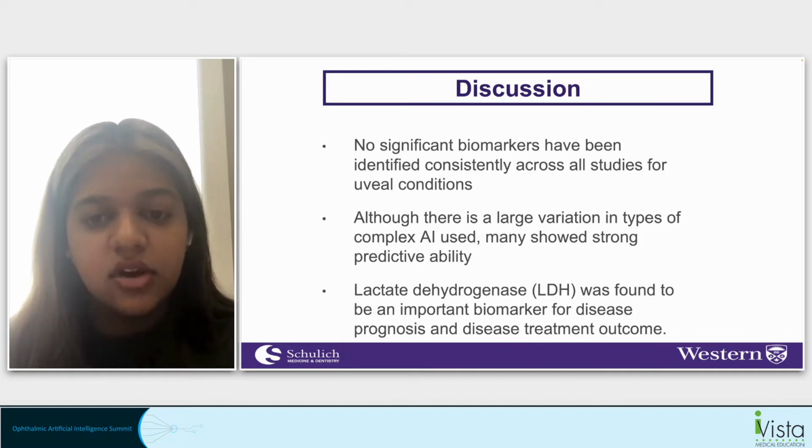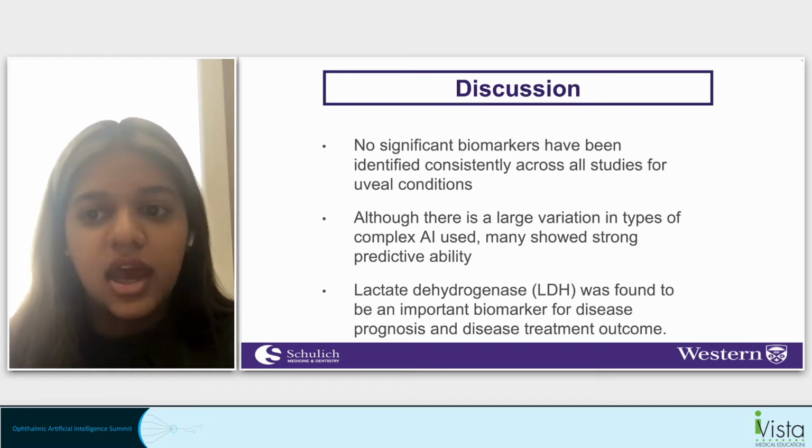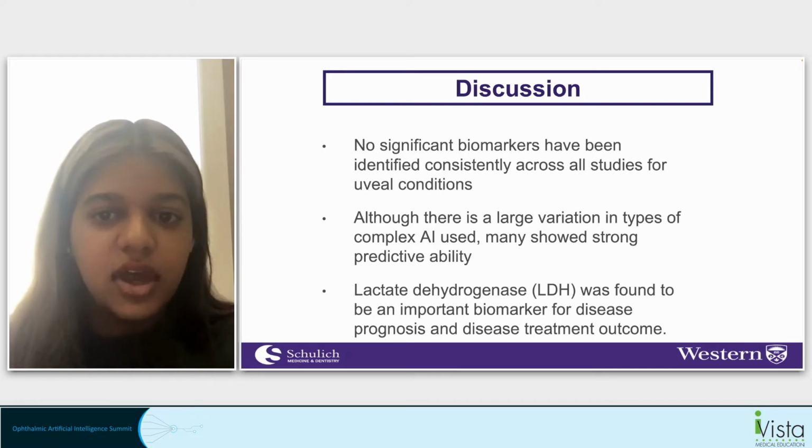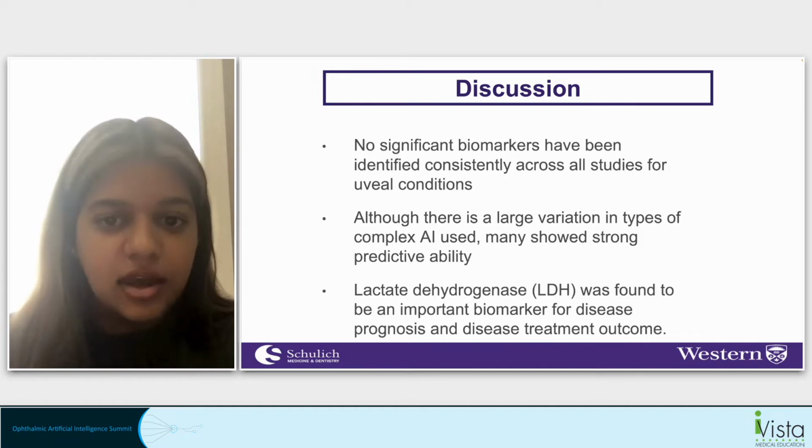Additionally, although there is a large variation in type of complex AI used, many showed strong predictive ability. For instance, although principal component analysis was most commonly used, the value of a random forest analysis was also demonstrated, where with 100% accuracy, elevated cytokines were identified in idiopathic uveitis, highlighting the value of AI methods in analysis.